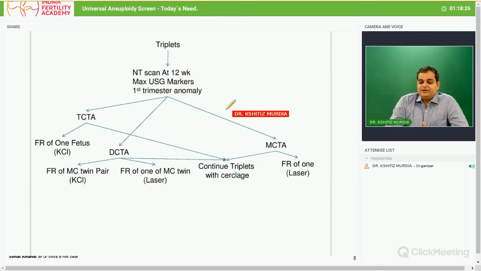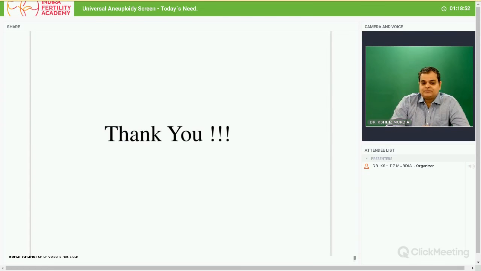And a very rare entity can be there, which is monochorionic triamniotic, which is very rare but can happen. If it's so, then the only option left is to reduce one of the monochorionic twin by the laser, or you can continue the triplet with encircular. That ends our algorithms for the singleton, twins, and triplet, or the twins with one missed abortion.